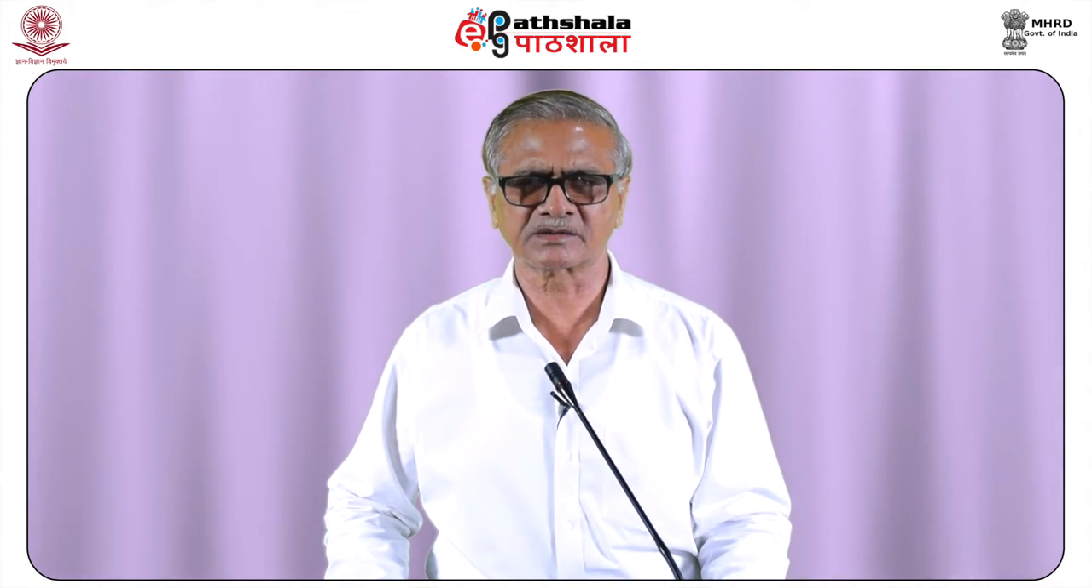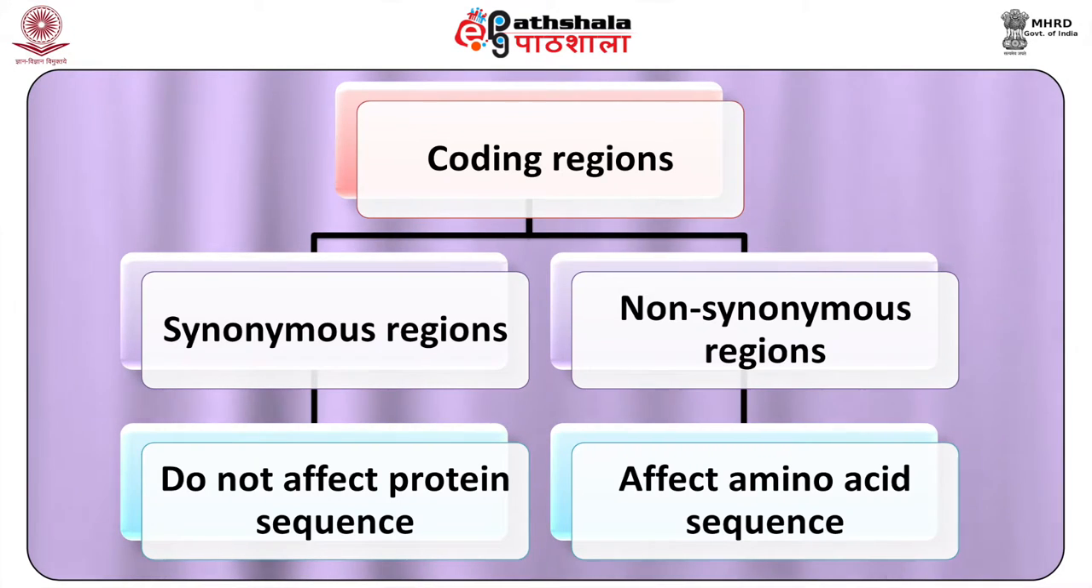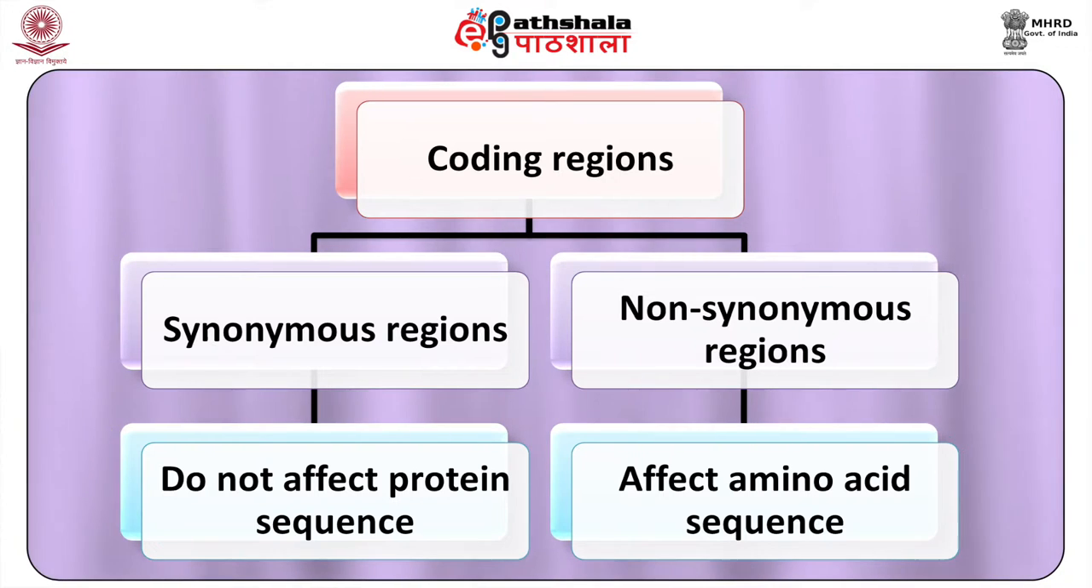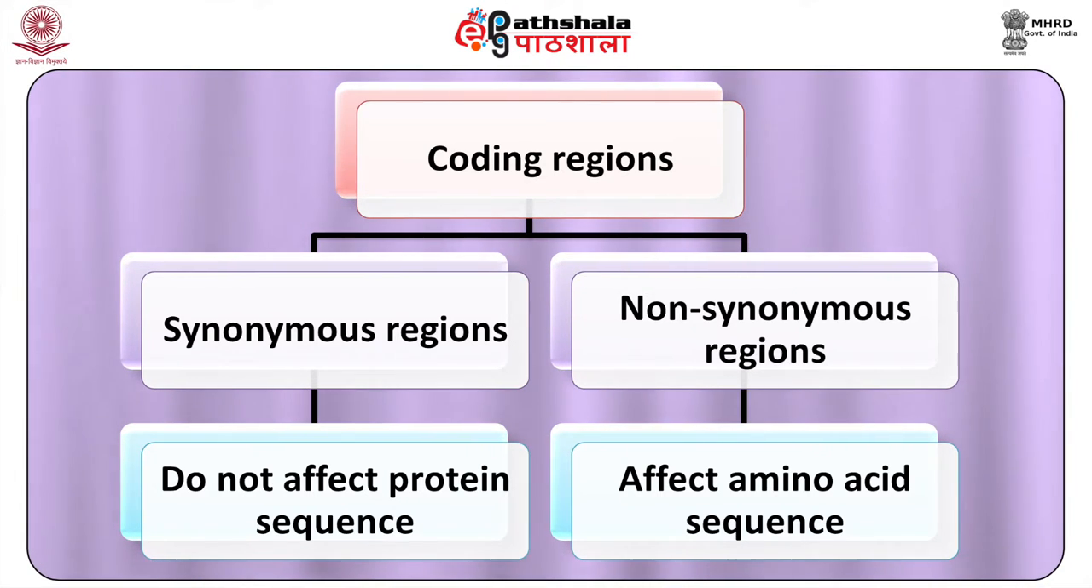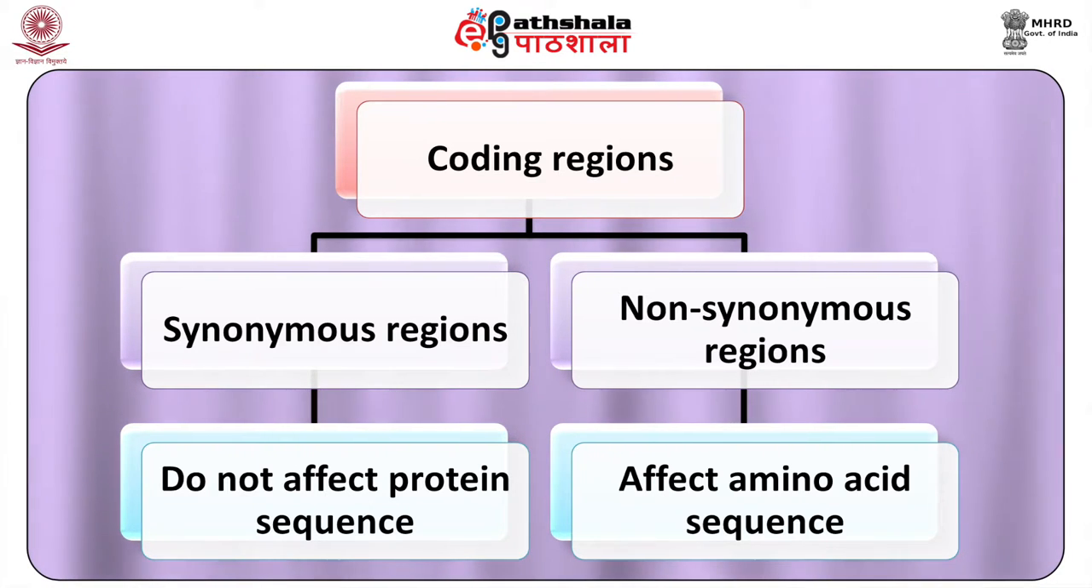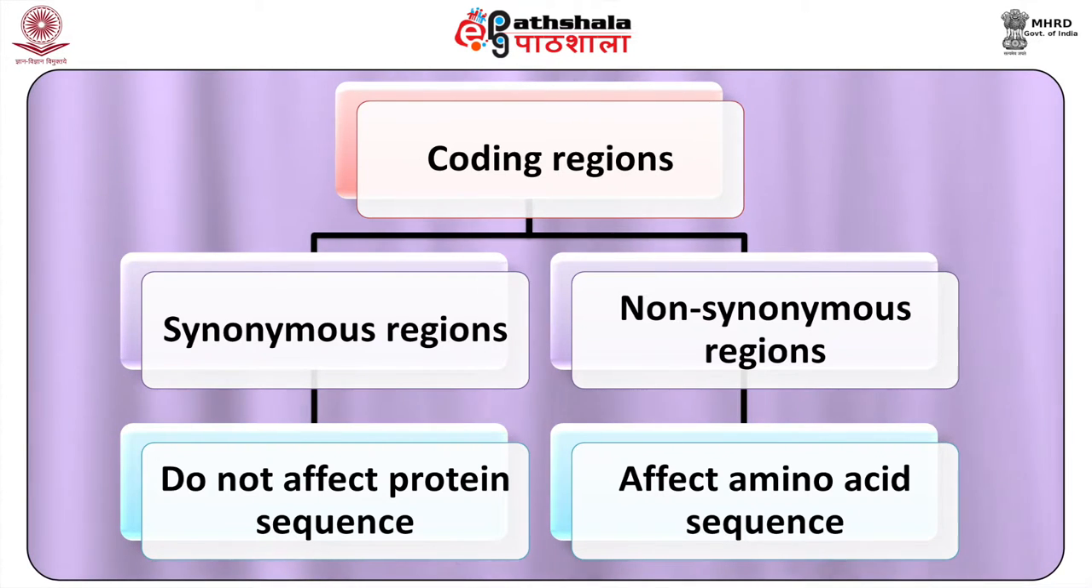Single nucleotide polymorphisms help in predicting an individual's response to various drugs, its susceptibility to toxins, and even risk to various genetically inherited diseases. SNPs are distributed along the chromosomes on coding regions and also on non-coding regions and intergenic regions. Polymorphism within coding region may not affect amino acid sequence and the protein produced. Coding regions are further divided into synonymous and non-synonymous regions. Synonymous SNPs do not affect protein sequence, whereas non-synonymous SNPs affect amino acid sequence. Non-synonymous SNPs are further categorized into missense and nonsense SNPs.